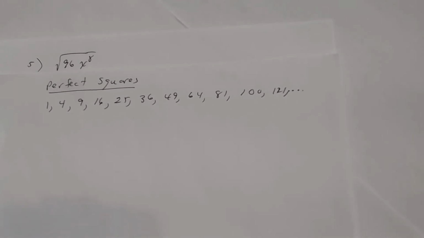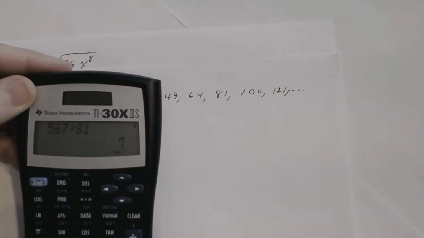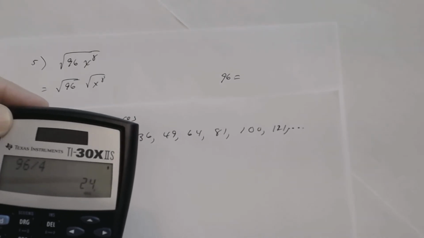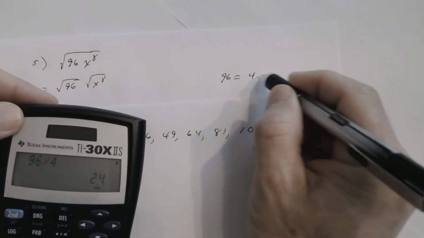So 96, which of these perfect squares will go into 96? And you want to use the largest if you can find it very easily. So remember, 1 goes into all of them, so we're not going to talk about 1. So let's look at 4 first. 96 divided by 4 is 24. So 96 is divisible by 4, so I get 4 times 24.